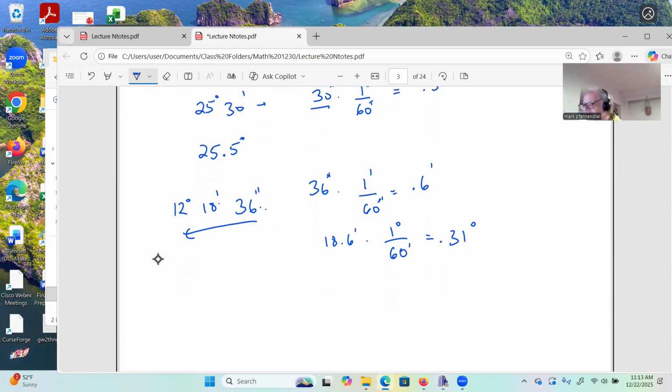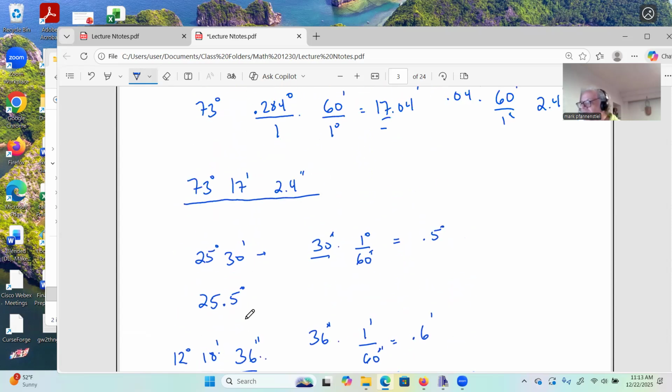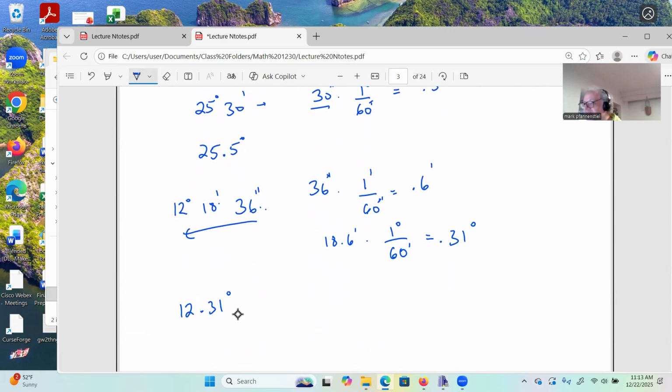So when I'm going ahead and putting all of this stuff in, we've got 12.31 degrees, and that's how we would convert from degrees, minutes, seconds back to just degrees. The way we're doing this, you go from the smallest up: you roll your seconds into your minutes, roll your minutes into your degrees, and that's going to be your final answer. And that's pretty much how you do that.